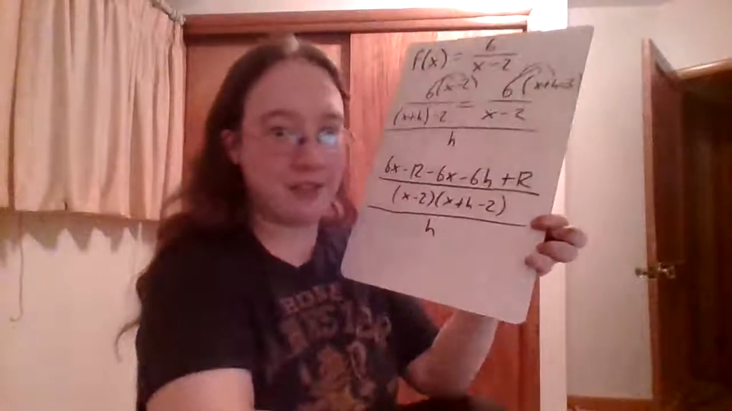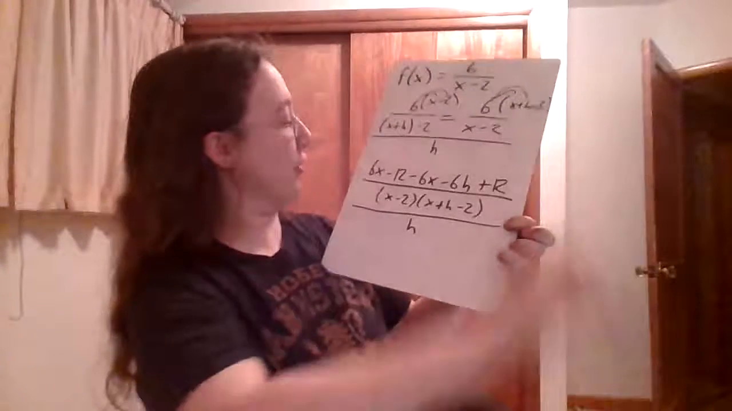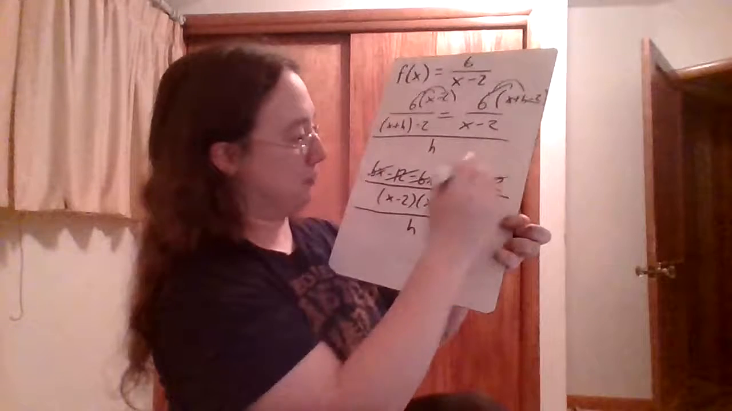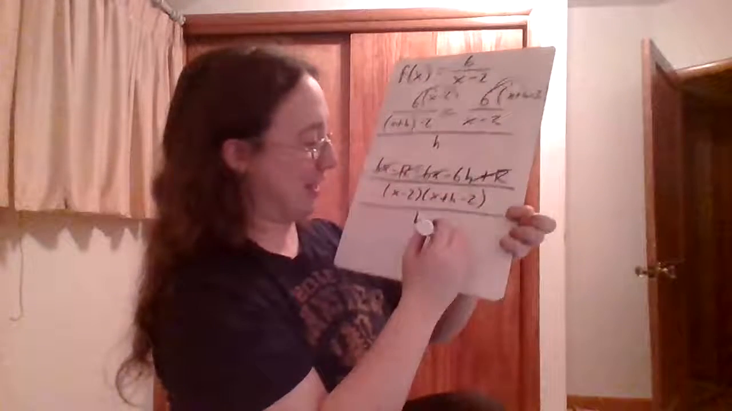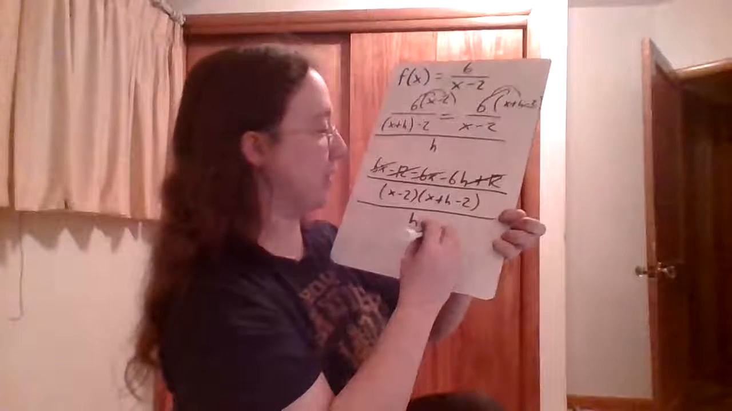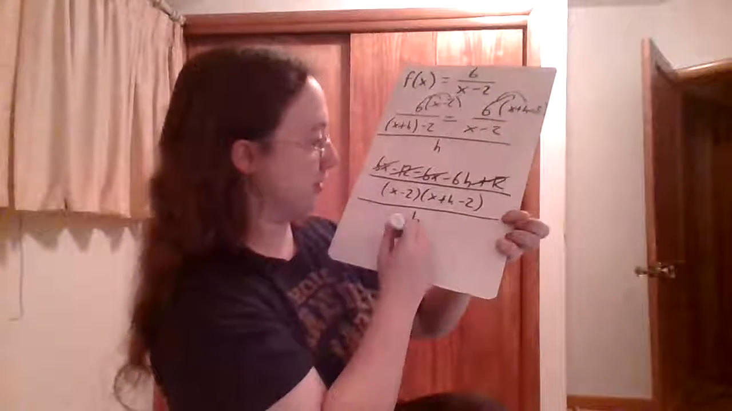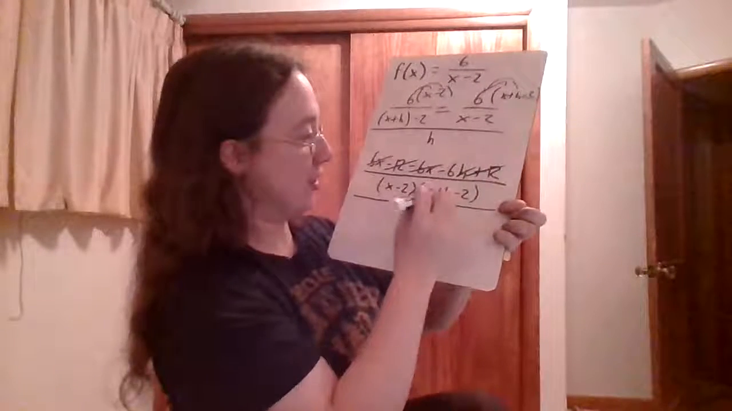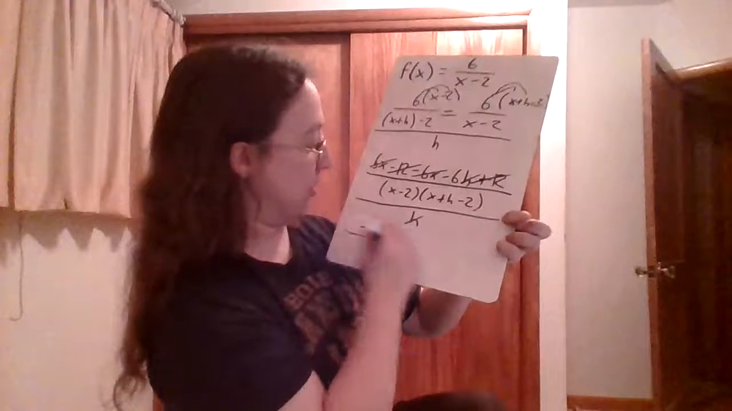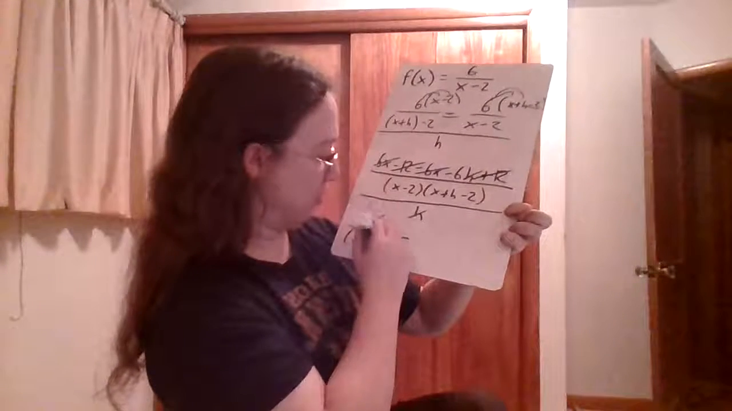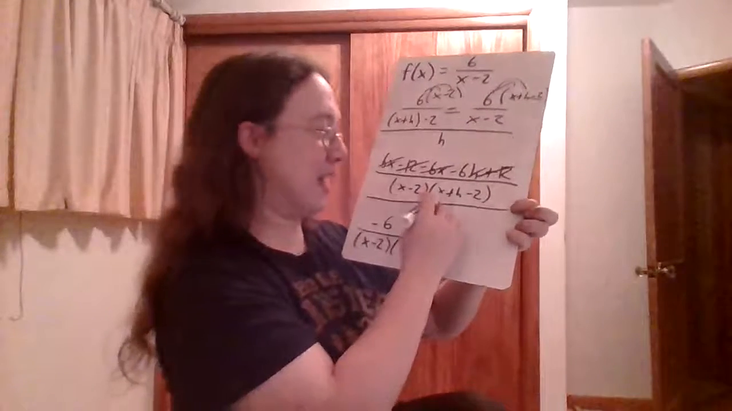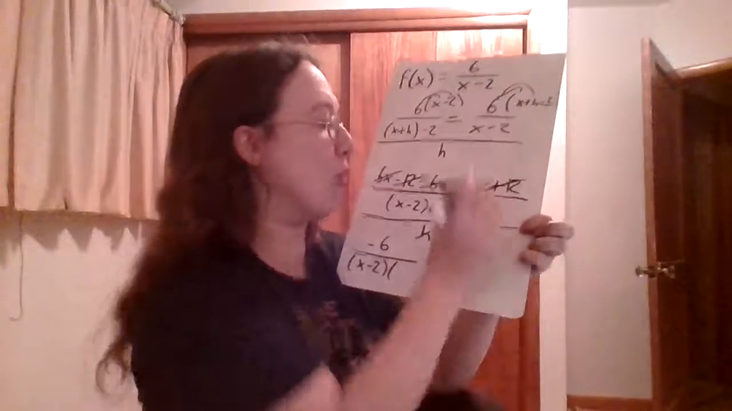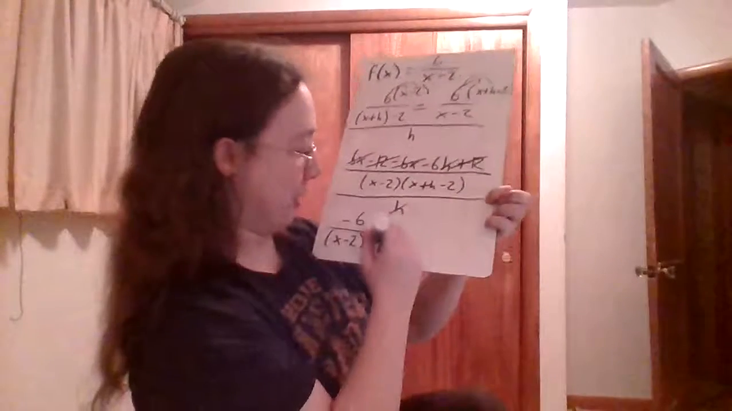Okay, which again looks messy, but a lot of this is about to cancel, because we've got a 6x and a minus 6x that are going to cancel. I've got a plus 12 and a minus 12 that are going to cancel, so I've really just got a minus 6h over this stuff. So I've got a minus 6h, and that h and this h are going to cancel. So I've really just got a negative 6 over an x minus 2 and an x plus h minus 2, but we said that h is approaching 0, so I'm just going to call that another x minus 2.